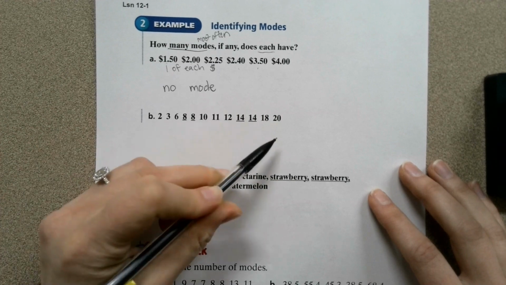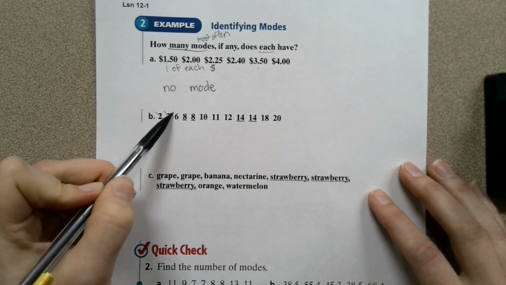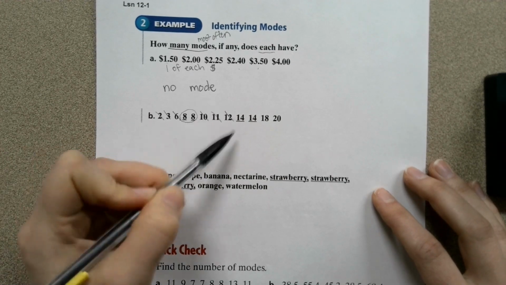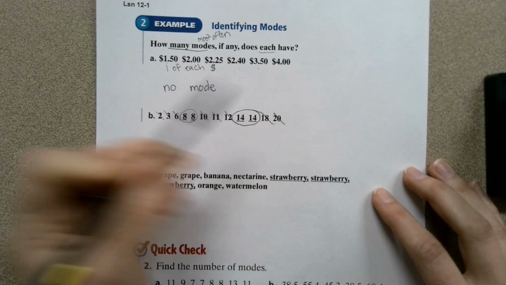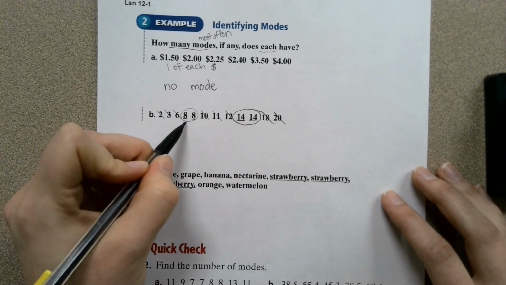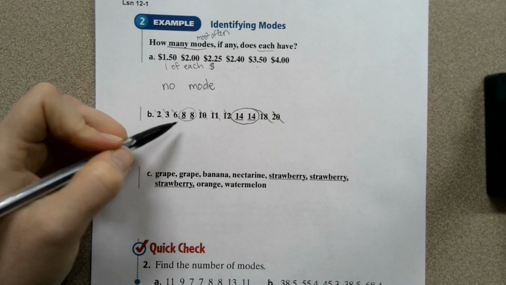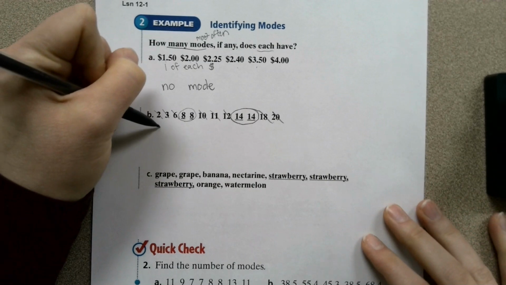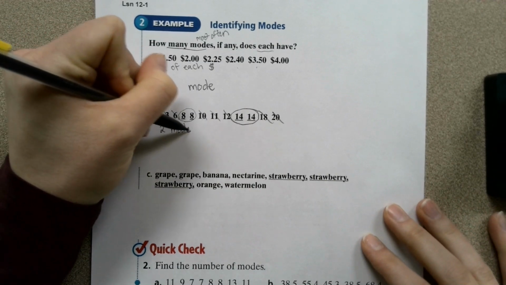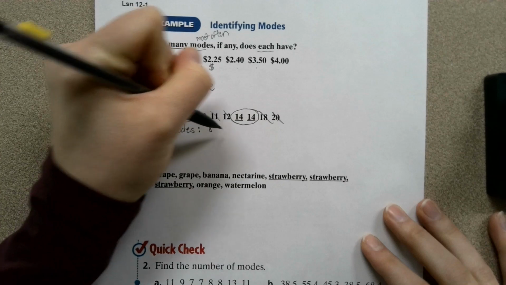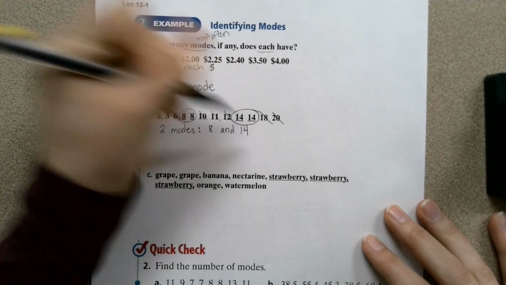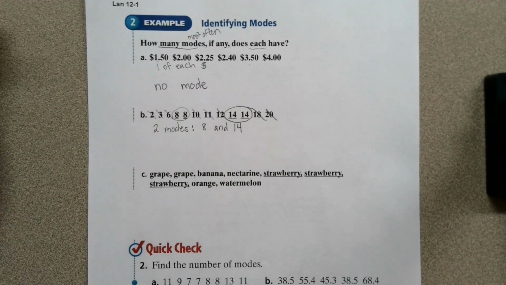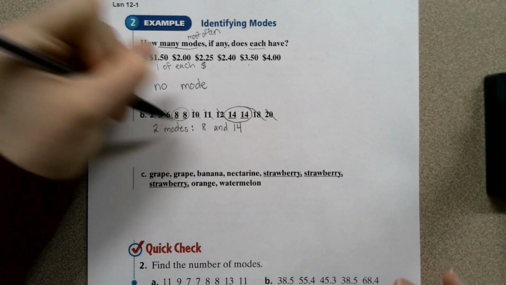If we look at B, it's, again, easiest when it's in order from least to greatest. We have 2, 3, 6. The 8 appears 2 times. The 10's just once. 11, 12, both just once. 14 appears twice. So in this case, because there's 2 of the 8s and 2 14s, one of them isn't appearing more than the other. So in this case, we have 2 modes, and the modes are 8 and 14. If we would have had another 14, then 14 would have been the mode because there would be 3 of them. But in this case, there are 2 of each, so we have 2 modes.